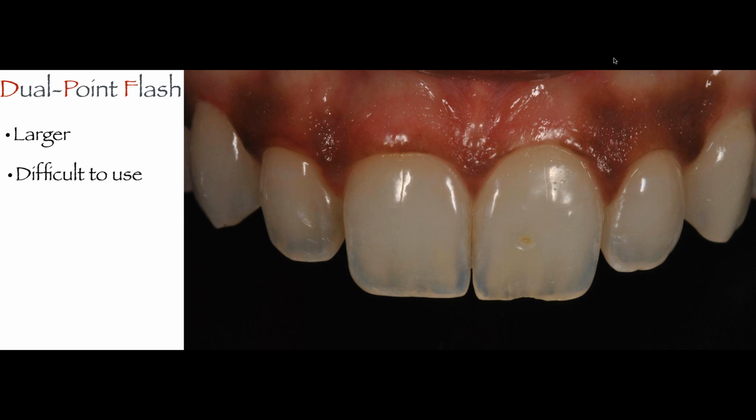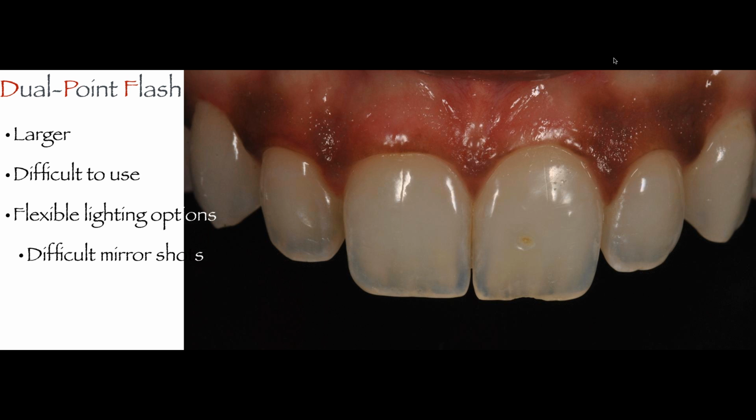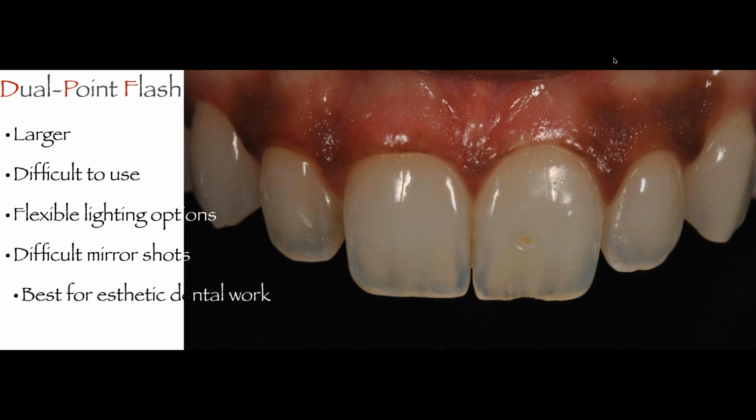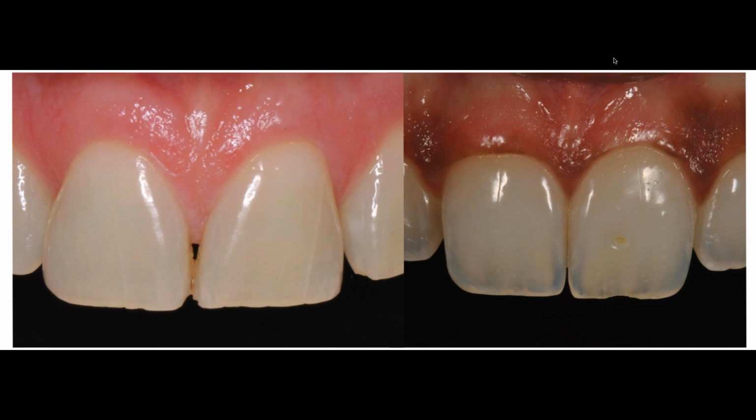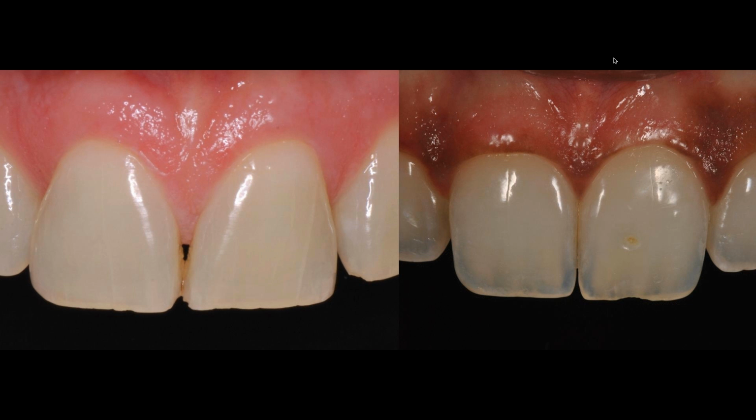So the dual point flash is larger, it weighs more. Obviously, it's more difficult to use because you have to learn how to handle these dual point lights. You can either put them further apart or bring them closer together. They have flexible lighting options, but they're very difficult to use with mirrors. Obviously they are better for dental work, but this is a more expensive flash as well.